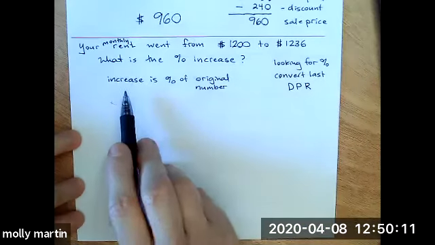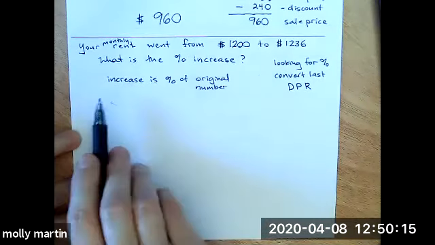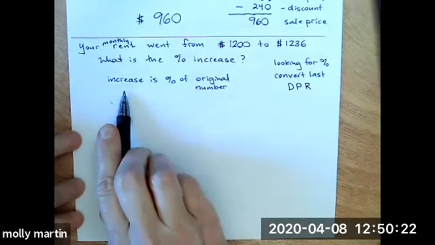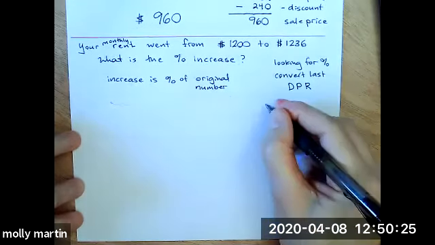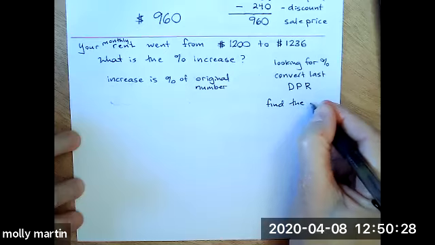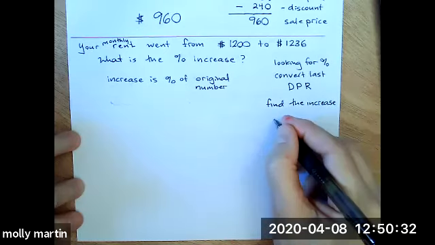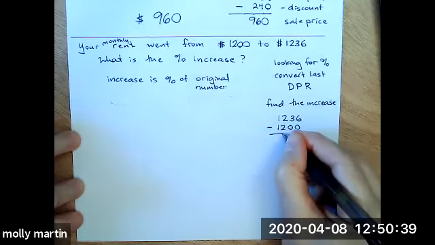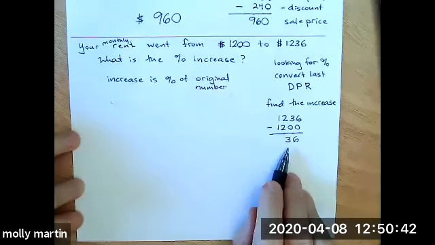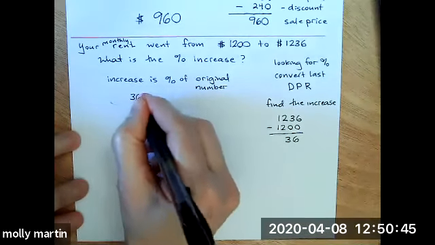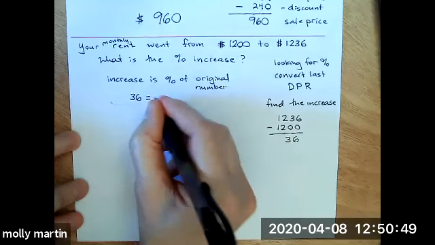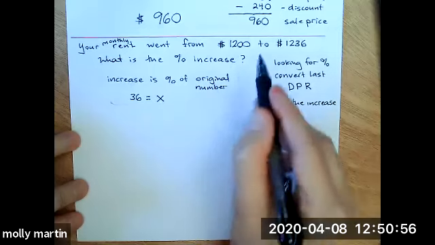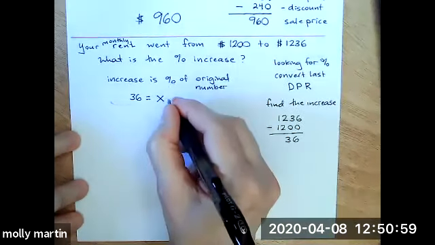Now, a lot of the time when you're doing this type of percent problem, you'll have to subtract to find the increase or decrease, because the increase is how much your rent went up. So $1,236 take away $1,200. Your rent went up by $36. So that's the increase. Is equals. The percent is what we're looking for, so that's X. And the original number is what your rent started out as, which is $1,200.